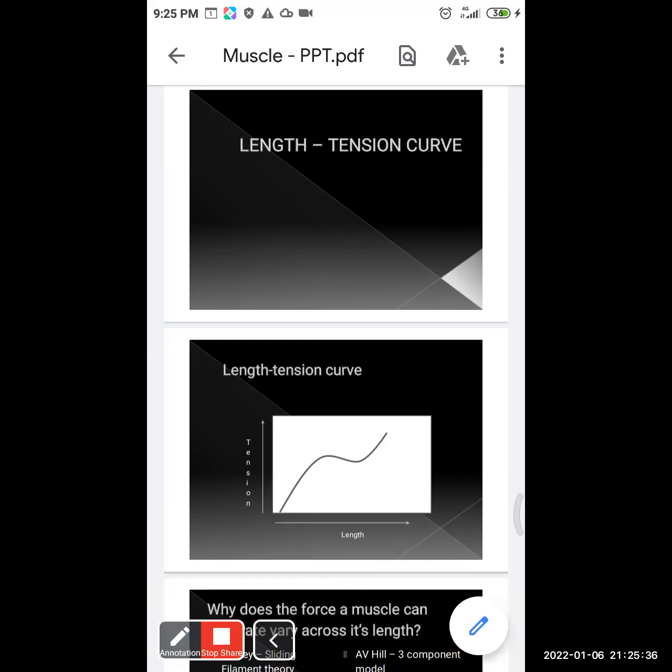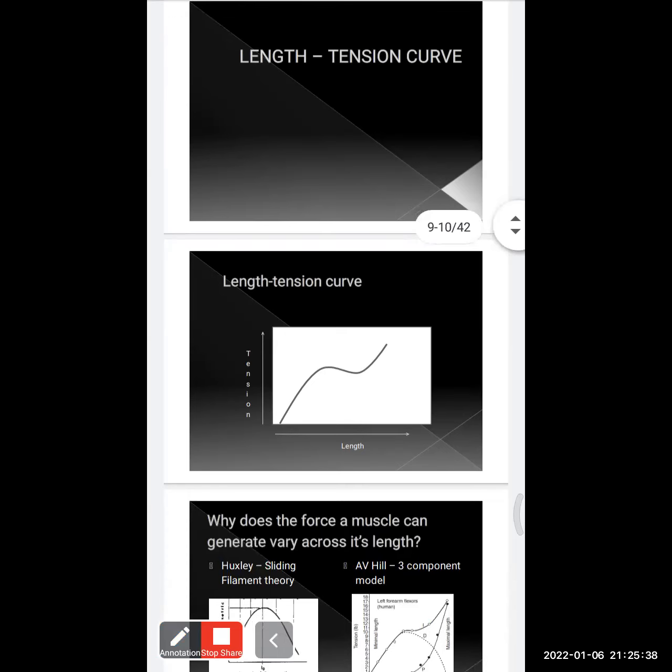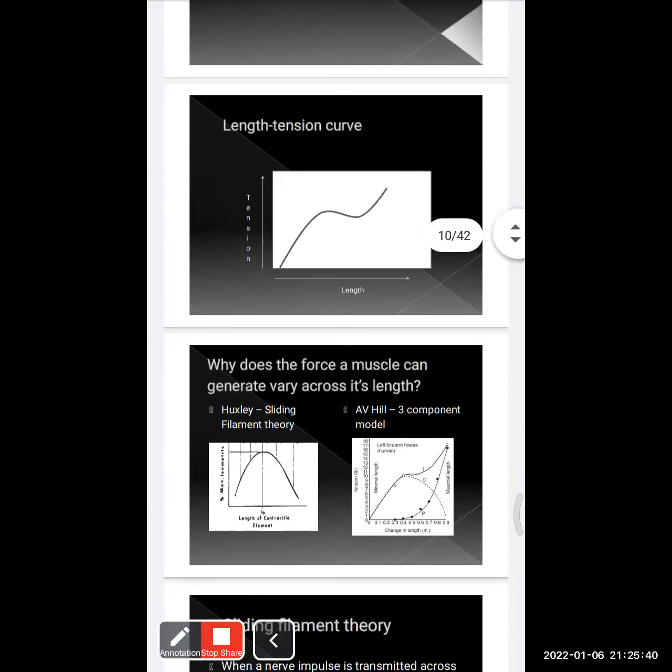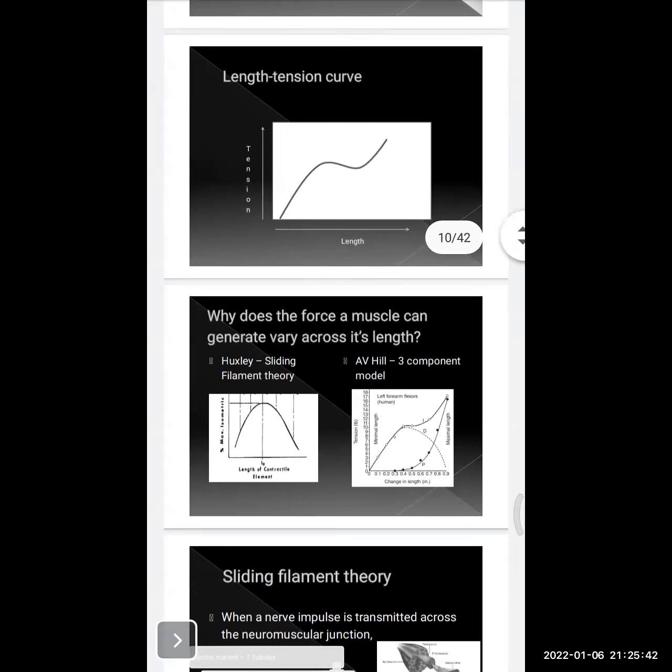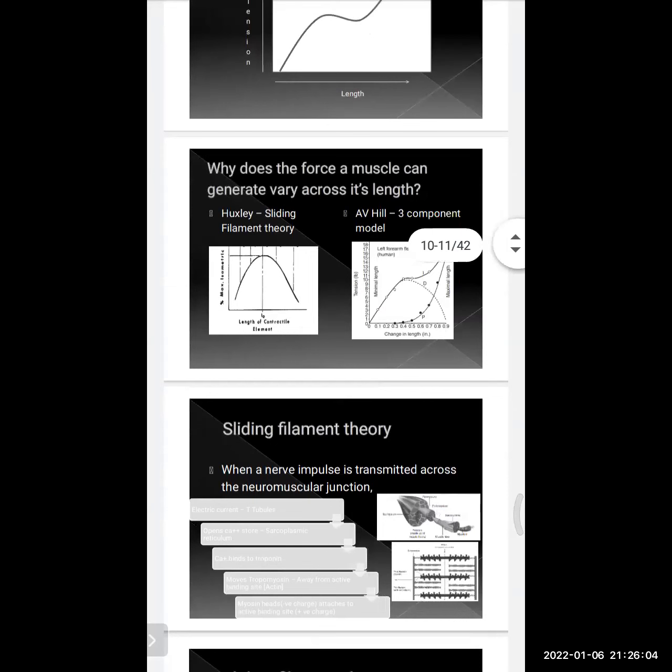So let's move on and try to see whether there is anything else. There is another model which is called the A.V. Hill model, which is a 3-component model. We'll come to the 3 components. What we know and are familiar with is the Huxley model, or the sliding filament theory. But there is another one called the A.V. Hill model, which is a 3-component model.